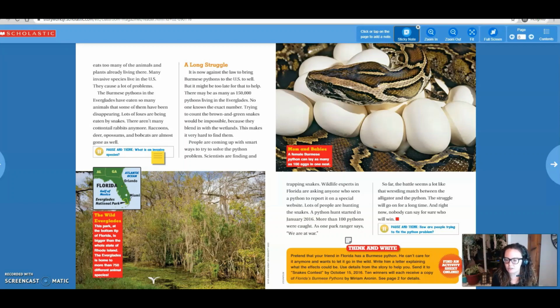So far, the battle seems a lot like that wrestling match between the alligator and the python. The struggle will go on for a long time. And right now, nobody can say for sure who will win.